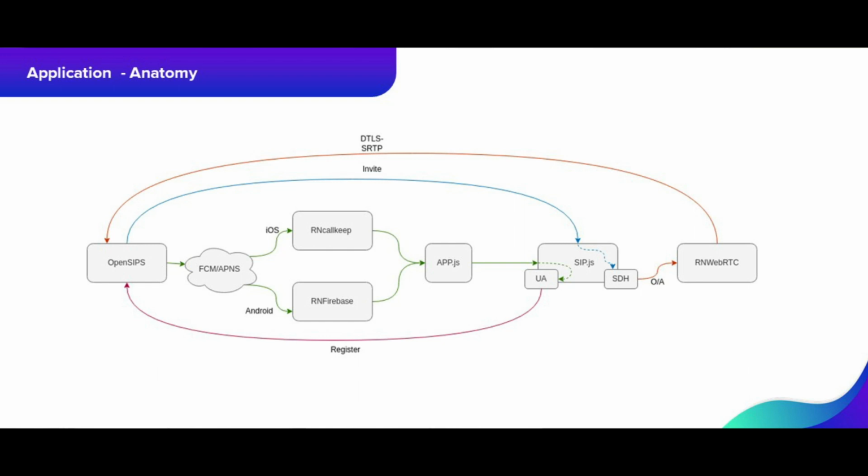App.js will use the user agent API of SIP.js to send the register request to OpenSIPS. OpenSIPS will forward the invite back to SIP.js. SIP.js will use the SDH, or Session Description Handler, APIs to do the offer and answer with the React Native WebRTC engine. After that, an RTP session is established between the RTP Engine and WebRTC on the React Native side. You can find all the relevant reference links for these open source React Native libraries in the description box.